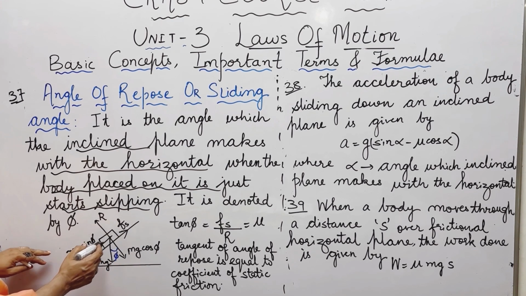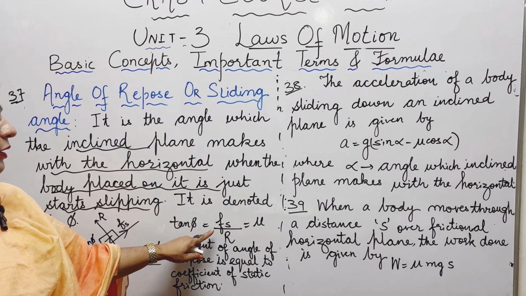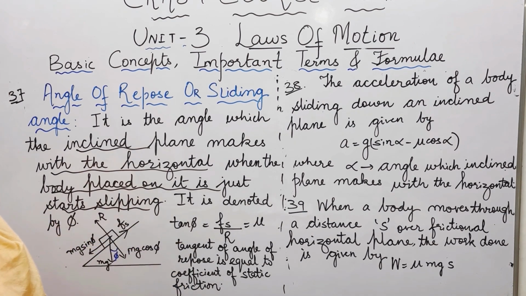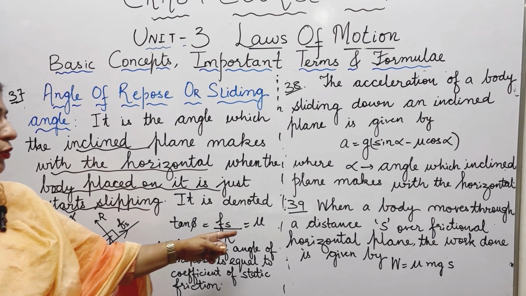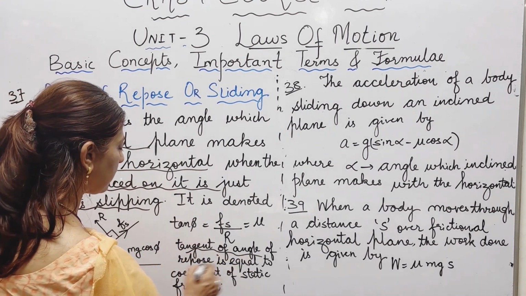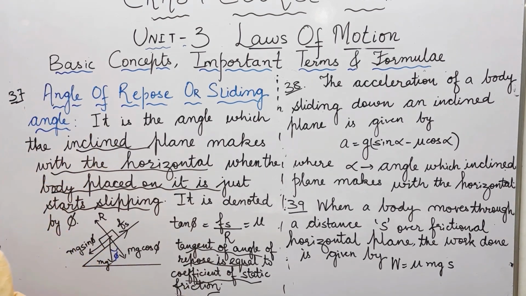The weight is resolved in two directions, mg cos phi and mg sin phi. Now it is clear from the figure that tan phi is equal to the limiting friction on the sliding plane divided by the normal reaction R, and that is equal to mu, the static friction. Here again we get that the tangent of the angle of repose is equal to the coefficient of static friction.